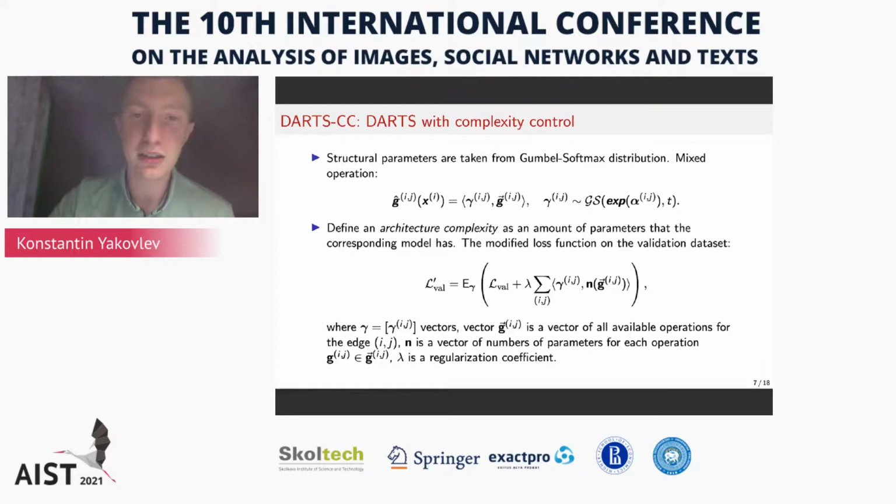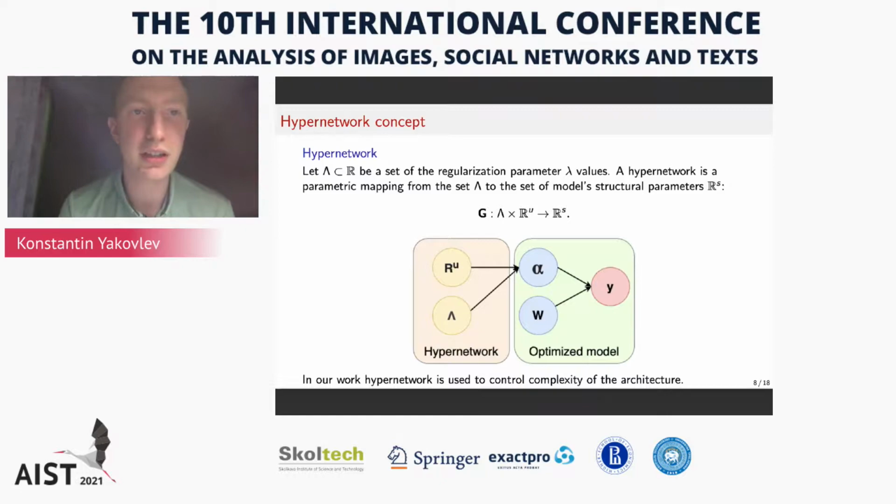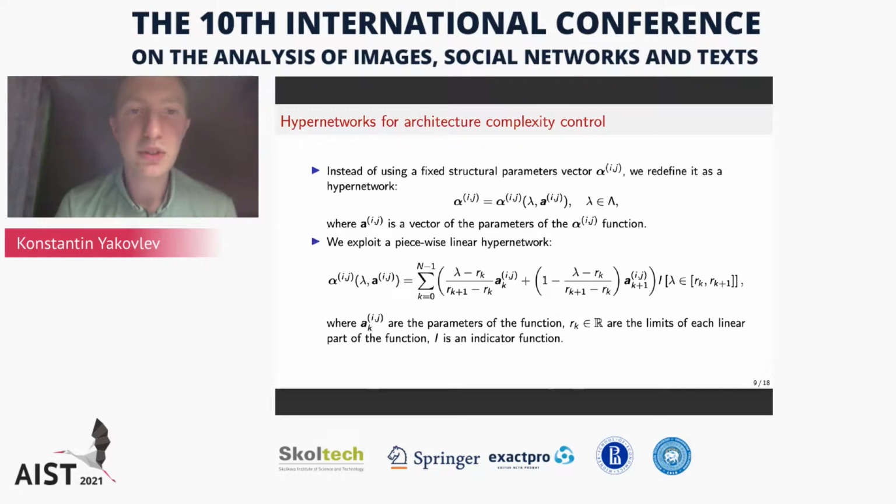Let's introduce the hypernetwork concept. Let lambda be a set of regularization parameters. A hypernetwork is a parametric mapping from the set lambda to the set of model structural parameters. We use a hypernetwork to control the complexity of our architecture. Instead of using fixed structural parameters, we redefine them as a hypernetwork. Here, A is the hypernetwork parameters. In our work, we exploit a piecewise linear hypernetwork.